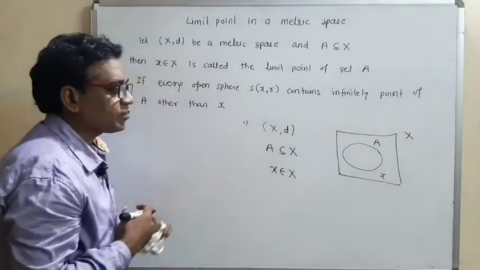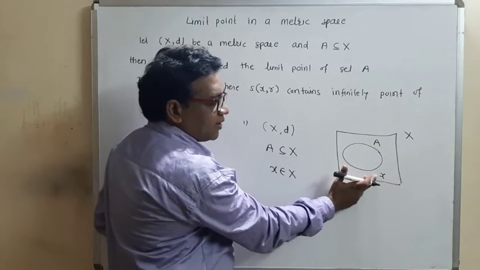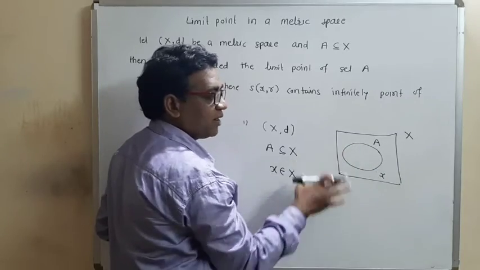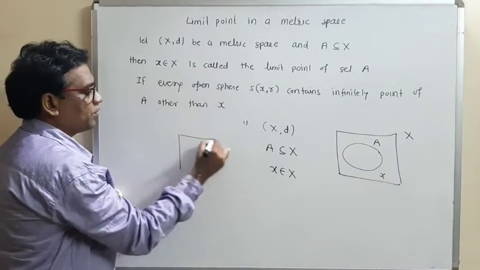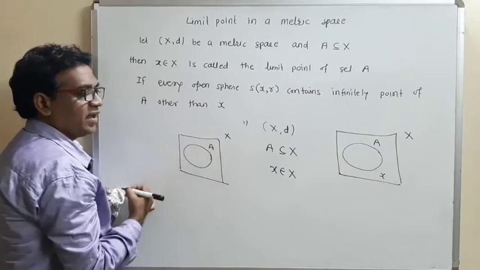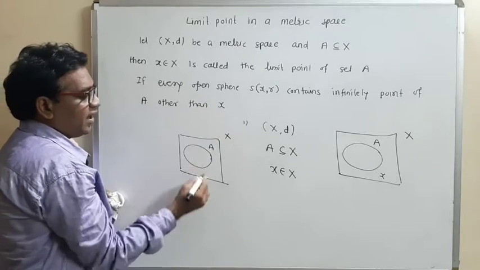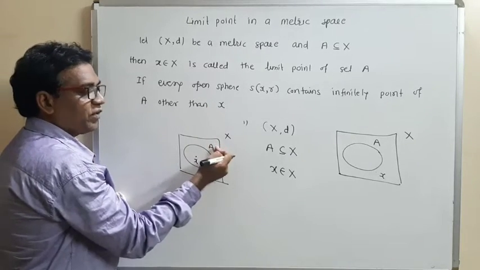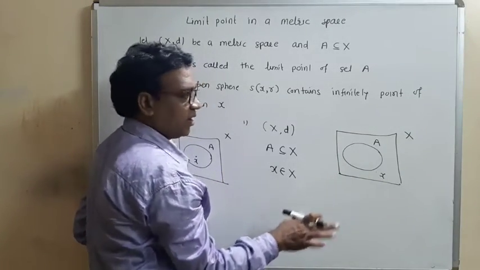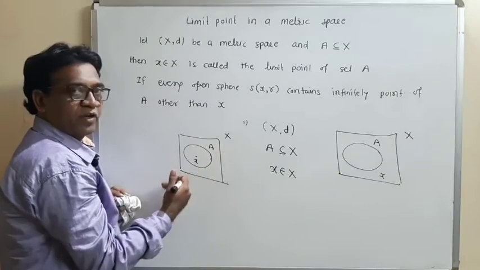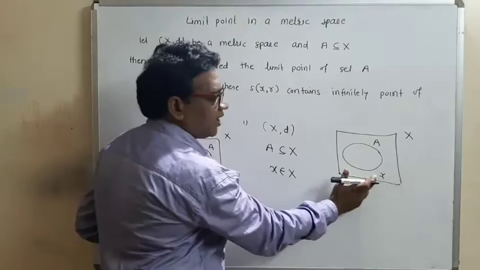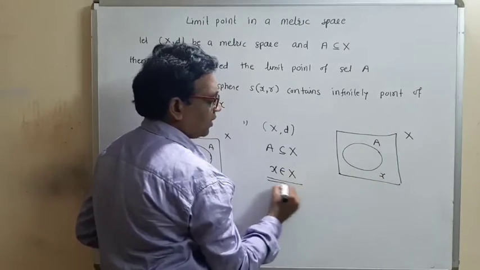Now see, this point x may be an element of A or it may not be an element of A. There are two conditions. This is suppose the metric space X, A is a subset of X, and x may be an element of A or x may not be an element of A. Both conditions. But definitely this x is an element of this capital X.